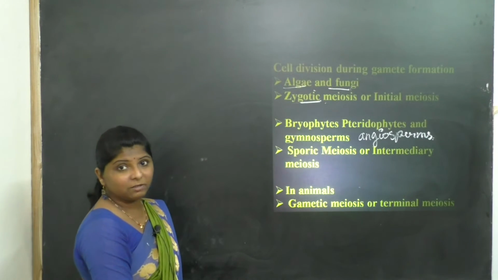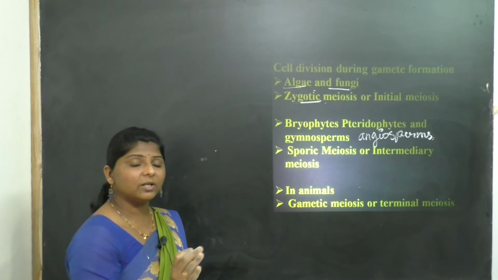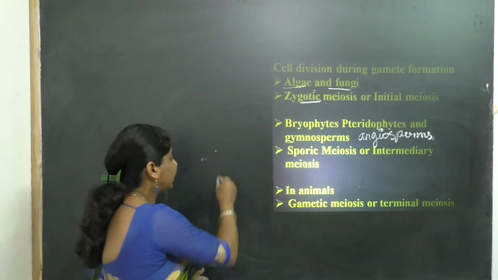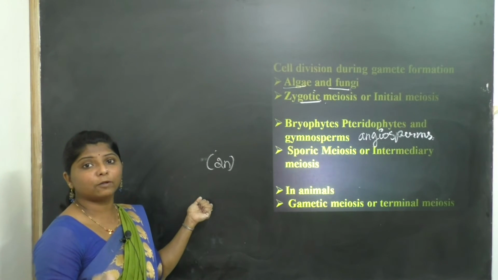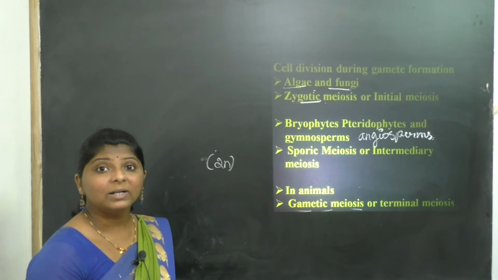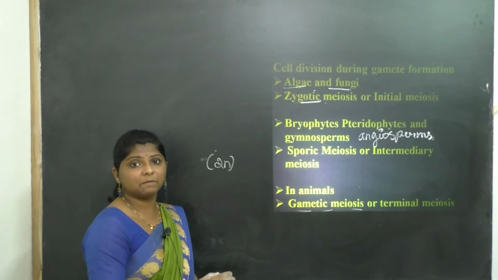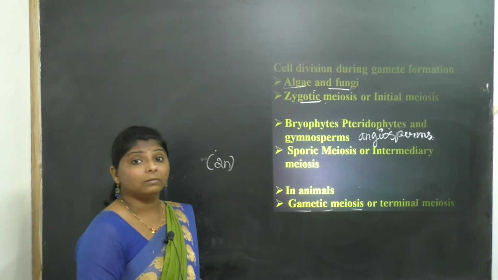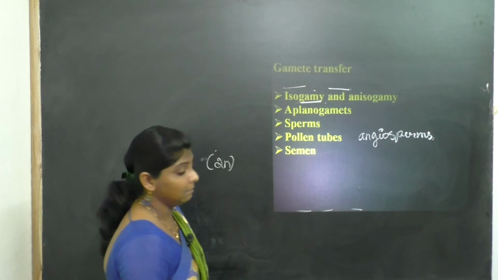When it comes to animals, even human beings, meiosis takes place only during the formation of gametes. We are definitely diploid, and meiosis occurs only for the formation of gametes. That is why the meiosis here is called gametic meiosis or terminal meiosis. So the type of cell division that takes place for gamete formation is meiosis in algae, fungi, bryophytes, pteridophytes, gymnosperms, angiosperms and in animals.